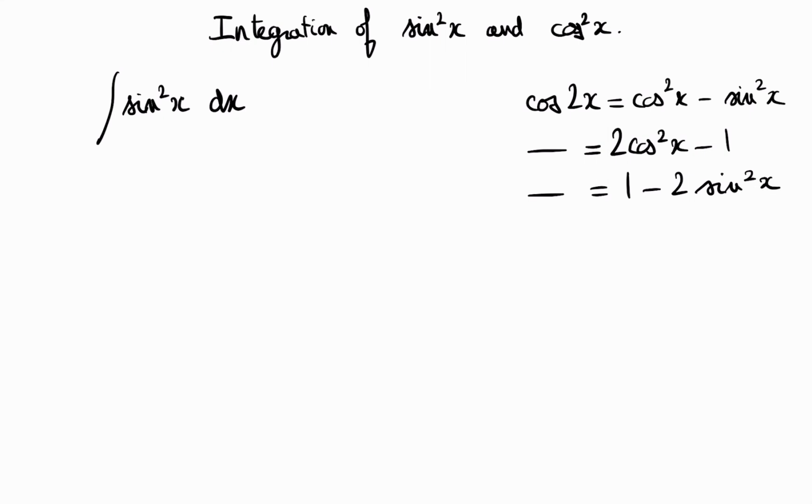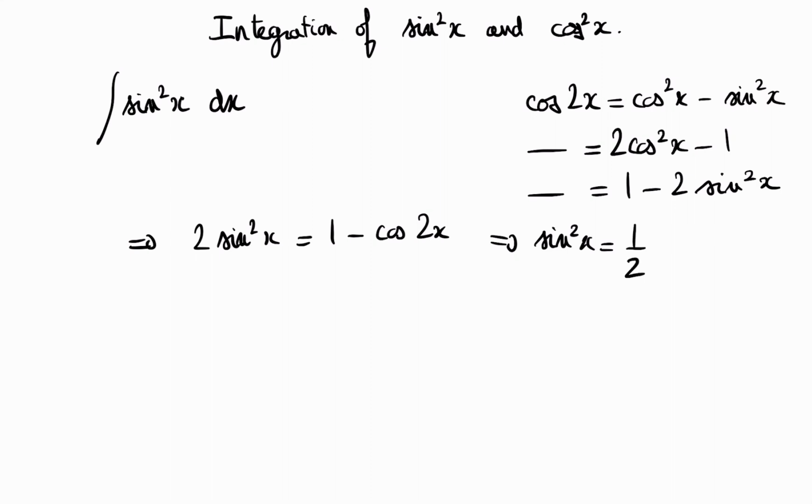Okay, so from the third line we can get 2 sine square x is equal to 1 minus cosine 2x, which means that sine square x is equal to 1/2 minus cosine 2x over 2. Very good, and that's what we're going to do.